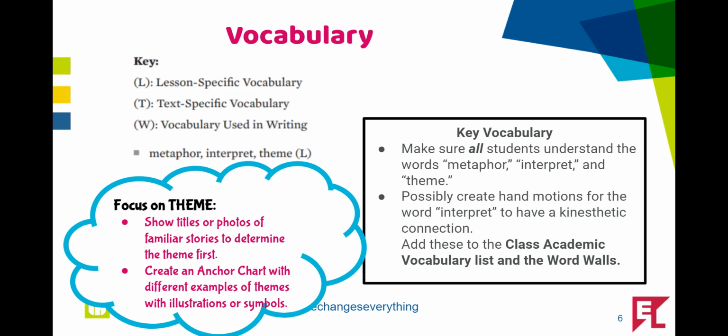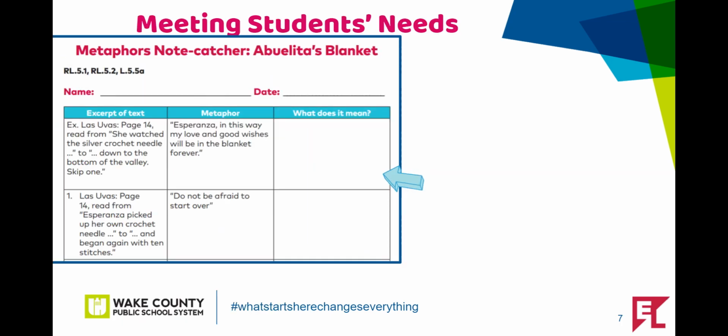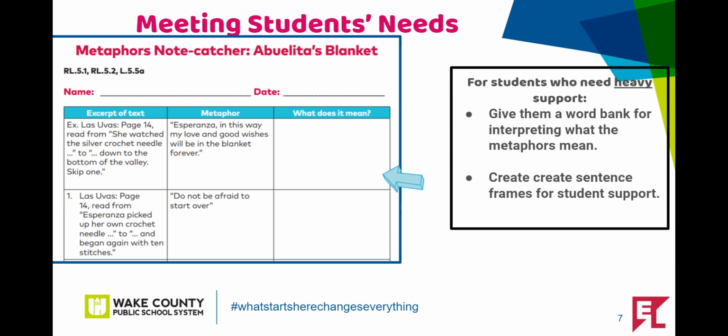Theme will be difficult for many students to understand, so focus on this concept. Two ideas are to show titles or photos of familiar stories to determine the theme first. Create an anchor chart with different examples of themes with illustrations or symbols. Metaphors may be challenging, so make sure you focus on that. You may want to work in a small group with students who need a great deal of support. Also, for students who need heavy support, give them a word bank for interpreting what metaphors mean. Create sentence frames on the board for students to copy.